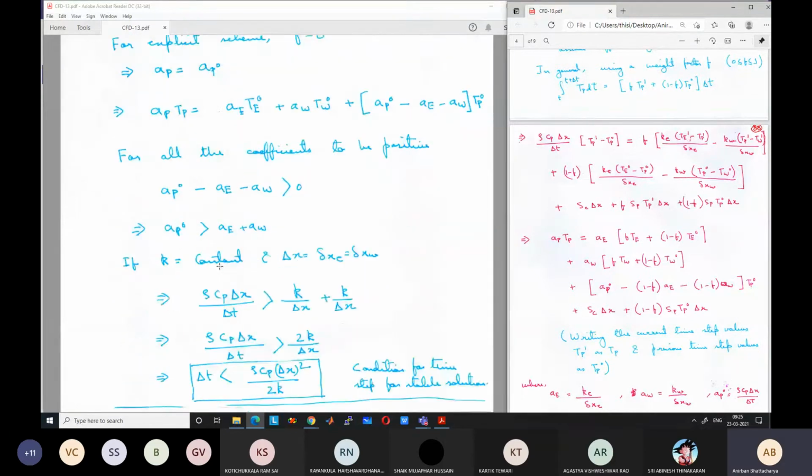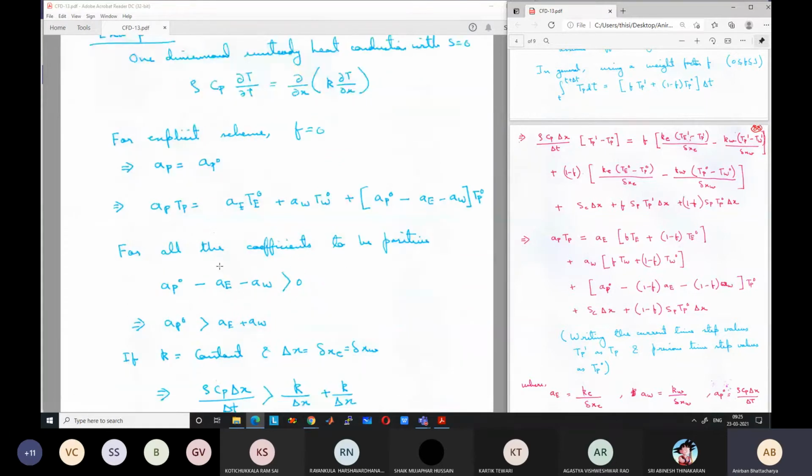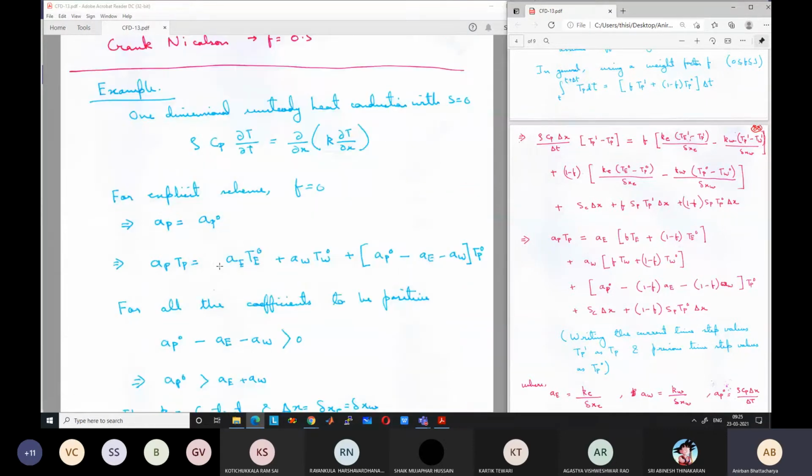So if we consider one explicit scheme, just as an example problem, let us ignore the source term, because we already know how to treat the source term. So let us ignore it. Explicit 1D heat conduction: rho Cp dou T by dou t equal to dou x of K dou T by dou x. For explicit scheme, F equal to 0 and AP is equal to AP0 already, we know that.